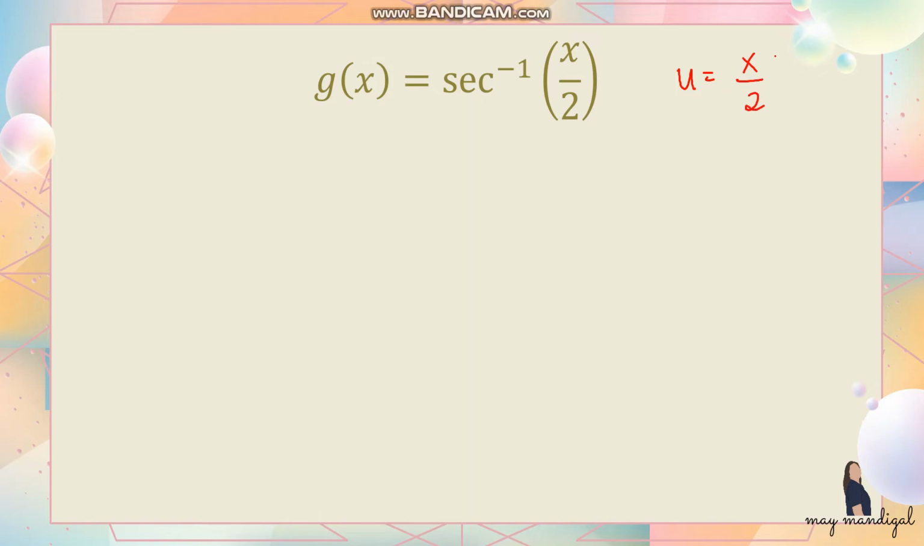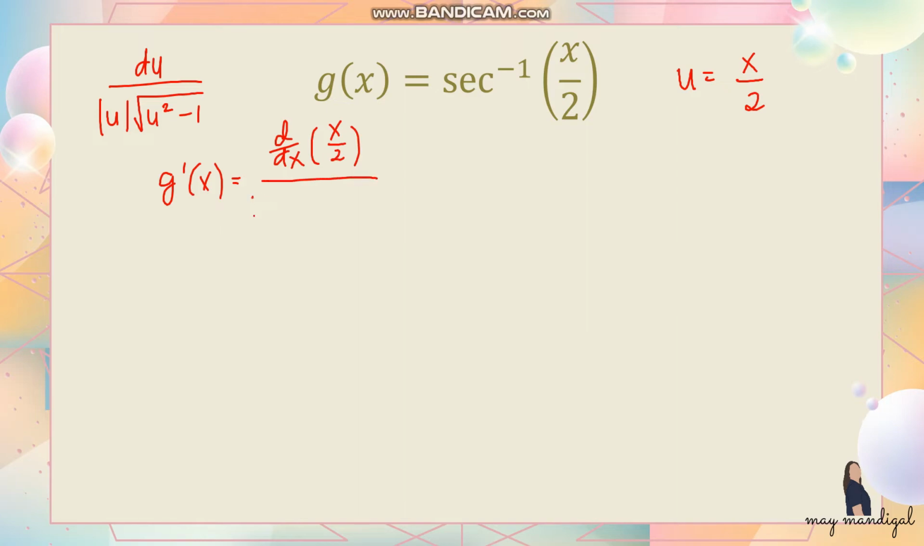And then, let's now apply here the derivative for arcsecant, which is du over absolute value of u times the square root of u squared minus 1. So let's apply it here. So g prime of x is equal to, and then let's get the derivative of u, which is x over 2, over, then we have absolute value of u, absolute value of x over 2, times the square root of u squared, so that is x over 2 squared minus 1. And then all you have to do is to simplify this.